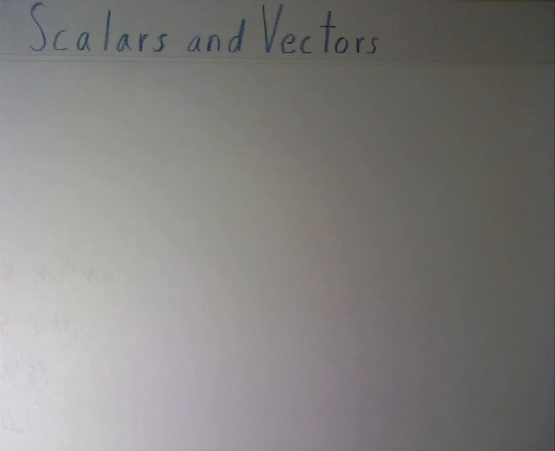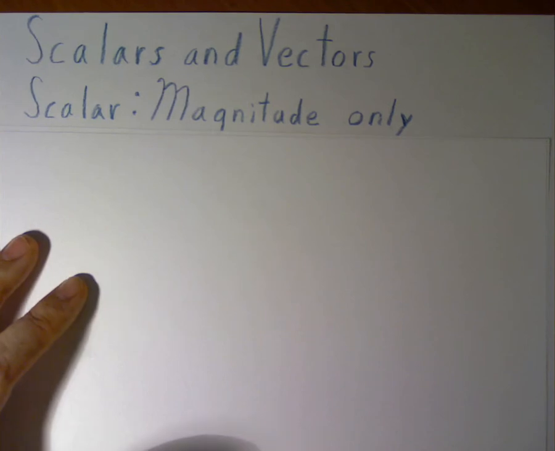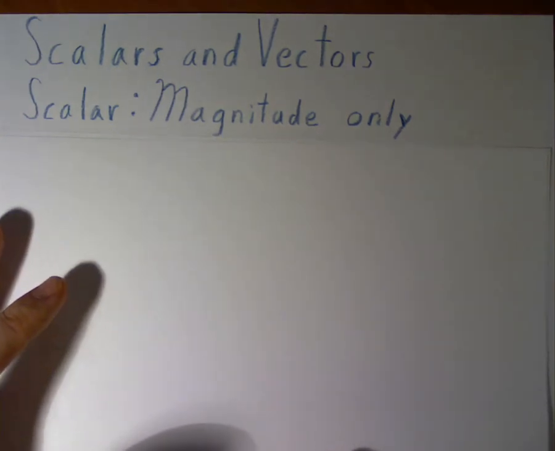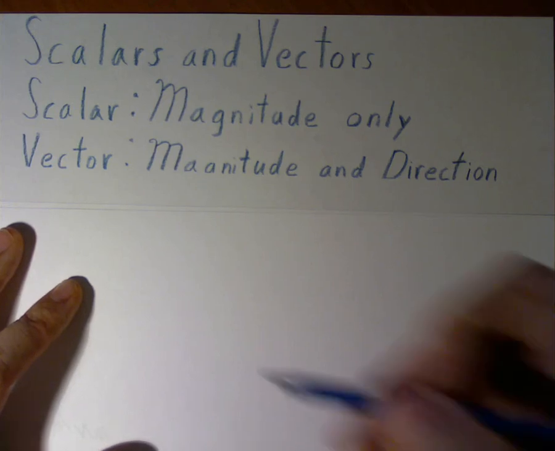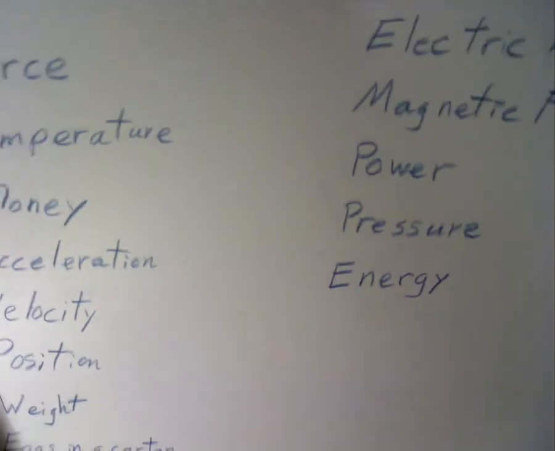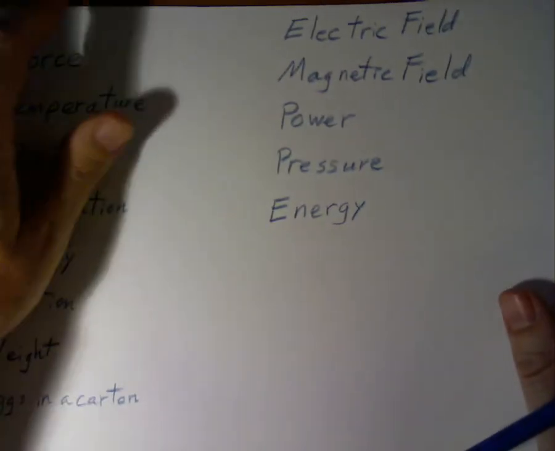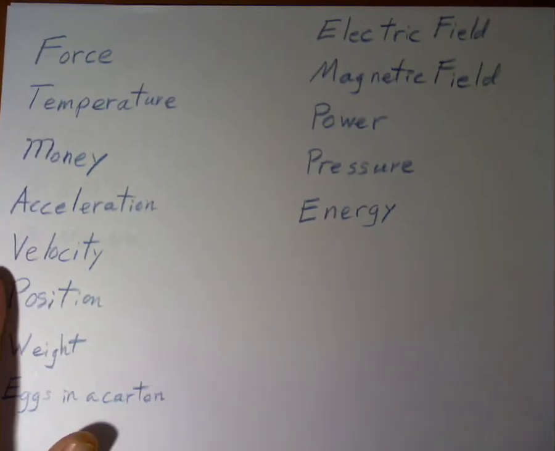Here, we're going to examine the difference between scalars and vectors and how to distinguish them. A scalar is a number with magnitude only, whereas a vector has both magnitude and direction. Now, we're going to look at some examples and determine whether they are vectors or they are scalars.